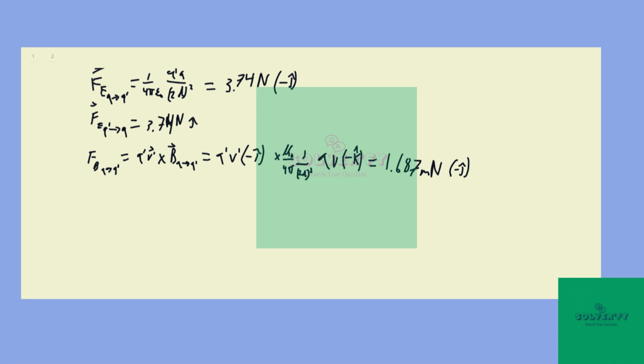Okay, so then we can do the same thing for the force B, Q prime acting on Q. So again, Lorentz force law, but due to symmetry in the calculations, we're going to get 1.687 millinewtons in the positive j hat direction.